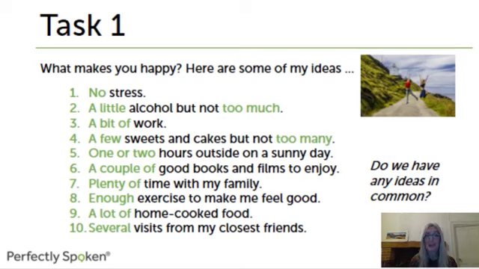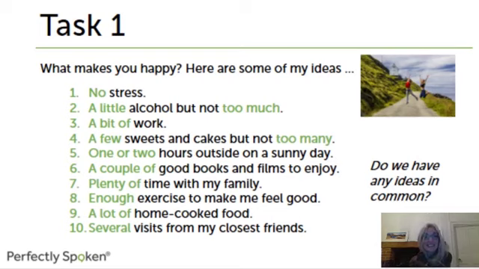Number seven, plenty of time with my family. Number eight, enough exercise to make me feel good. Number nine, a lot of home-cooked food. And number 10, several visits from my closest friends. Okay, read through those again if you need to.